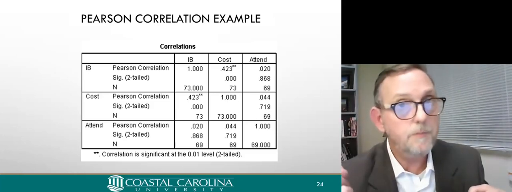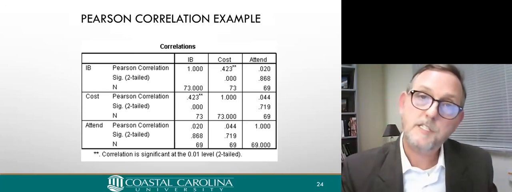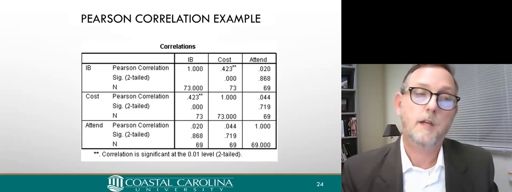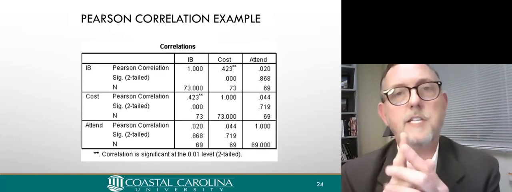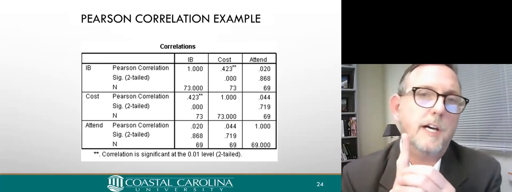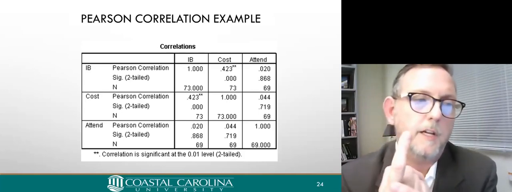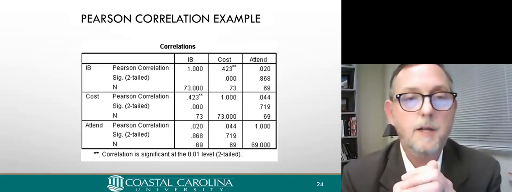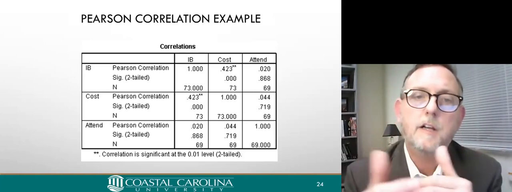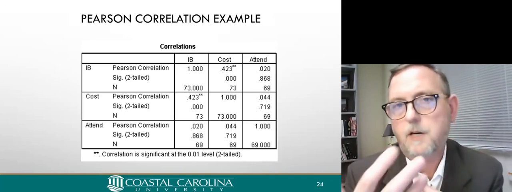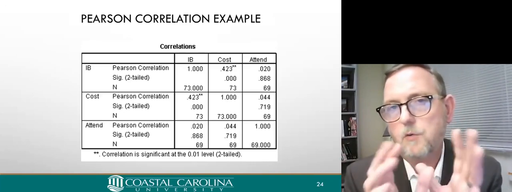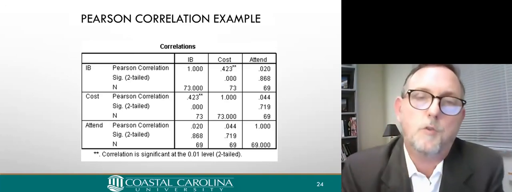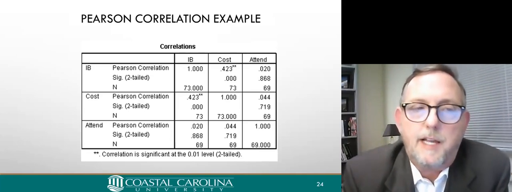Number two, you'll always have ones in the diagonal. Because what's the correlation of the same variable with itself? IB's correlation to IB is perfect. It's 1. Cost's correlation to cost is 1. It's perfect. And attendance, the correlation is with the same variable. It's not 2, it's 1. So it's going to be a perfect correlation. Again, that's what you're going to see in that diagonal.